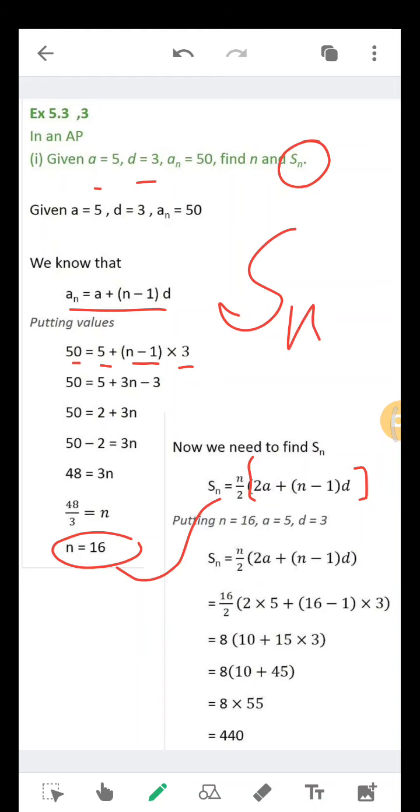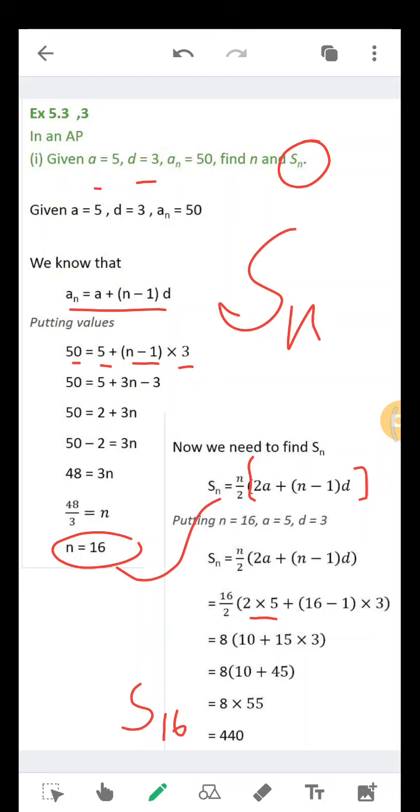That is, a is 5 and d is 3. Okay, so we'll use the same values here. We'll substitute the values into a plus n minus 1, 16 minus 1, into d is 3. If you simplify this further, you will get s of 16. This is s of 16.